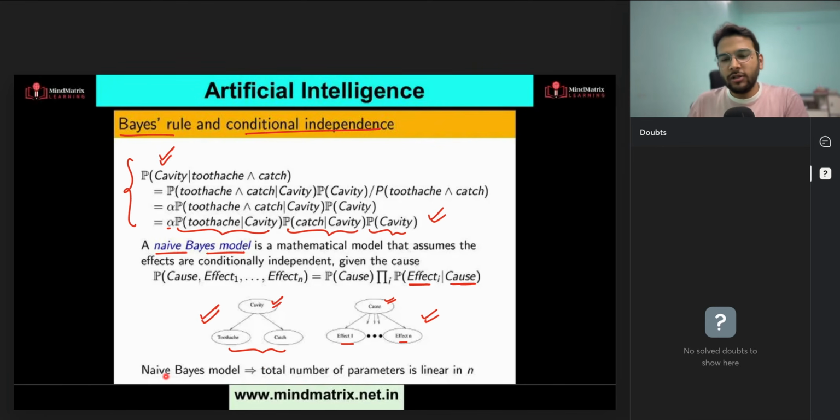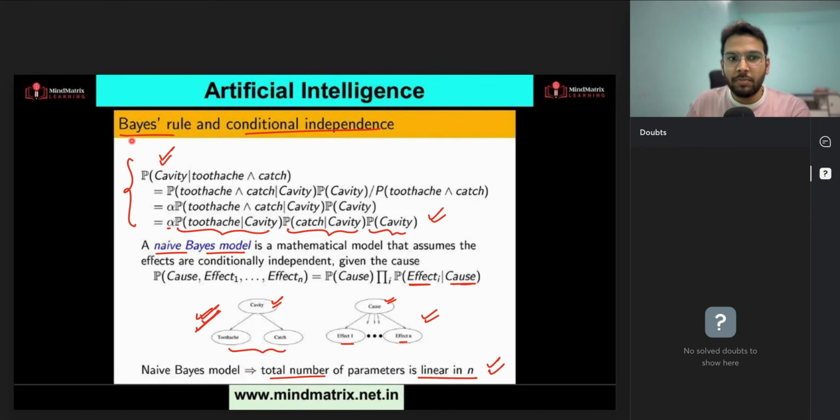So after all these concepts, can I say that initially we had exponential time complexity and space also? If I talk about space complexity, we need exponential space to store all the parameters in the joint distribution table. But after using Bayes rule and conditional independence, the total number of parameters is linear now in N. So if I talk about just this example, how many entries finally do we need? 5 entries we need. Yes or no? 5 entries we need.